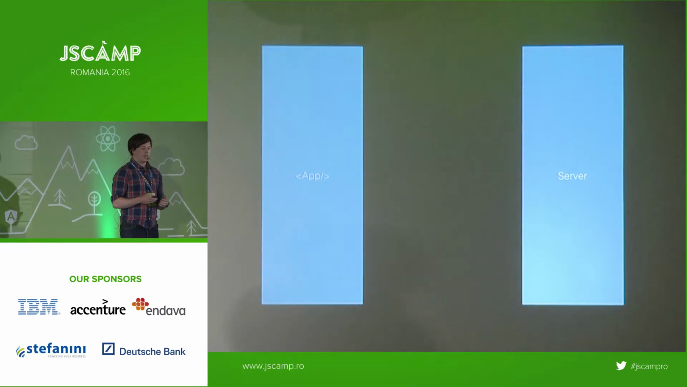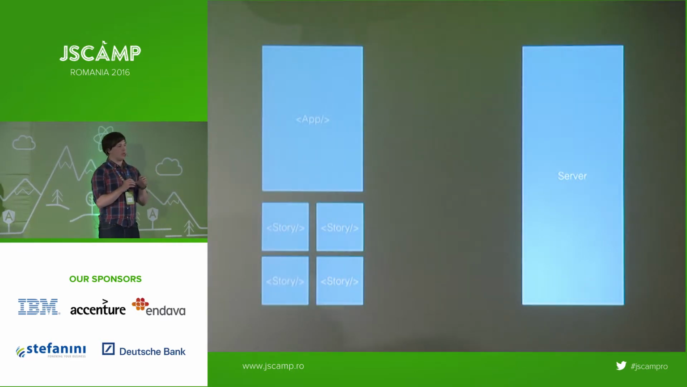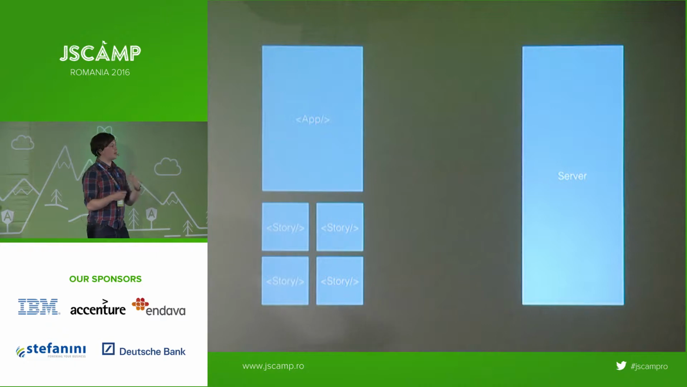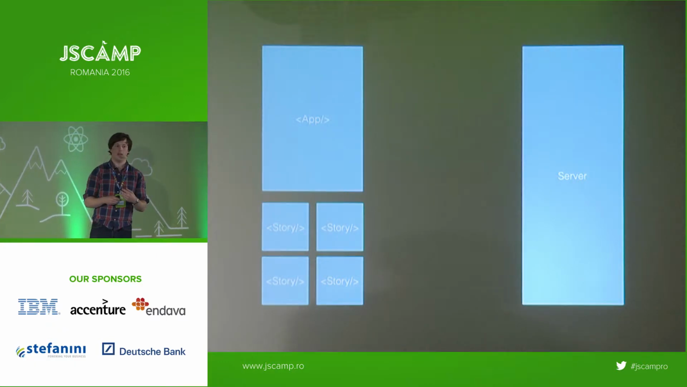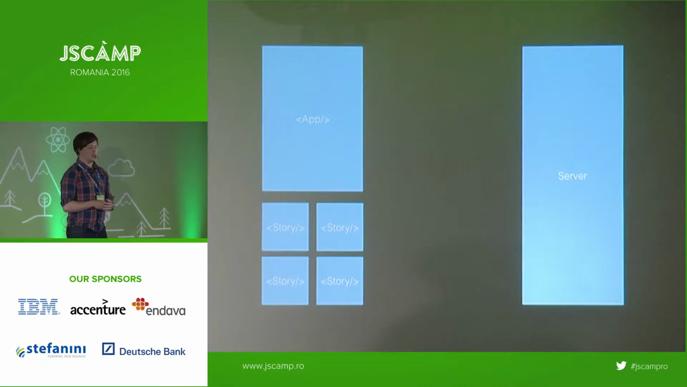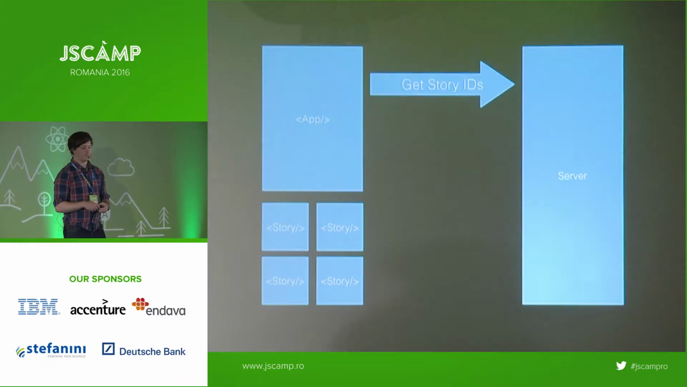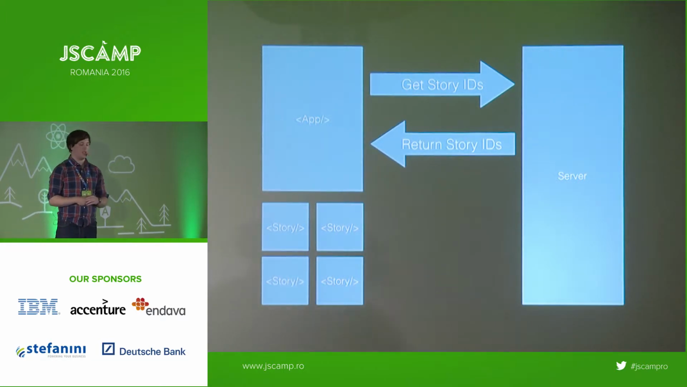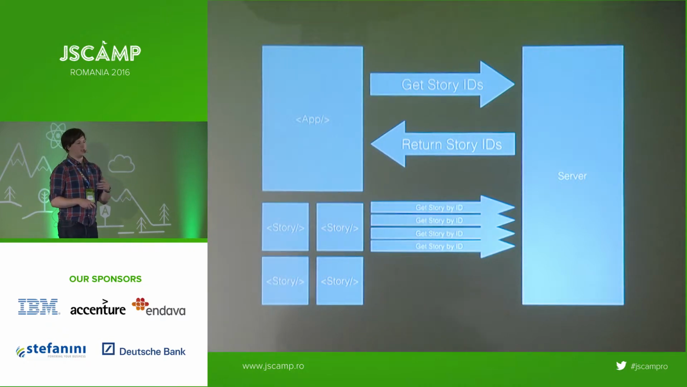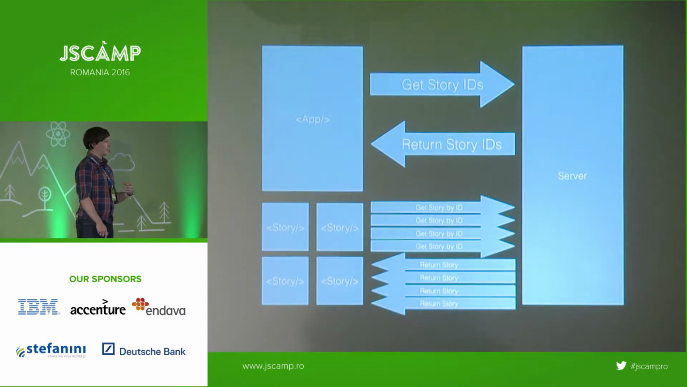So if we start again, and we include the actual story components this time, our app is going to render a list of story components, and each story component needs to fetch some data to render the individual story. So this time, our app requests a list of story IDs. The server returns a list of story IDs. Each individual story makes a separate request to get a story by ID, and then the server returns the data needed to render each story.